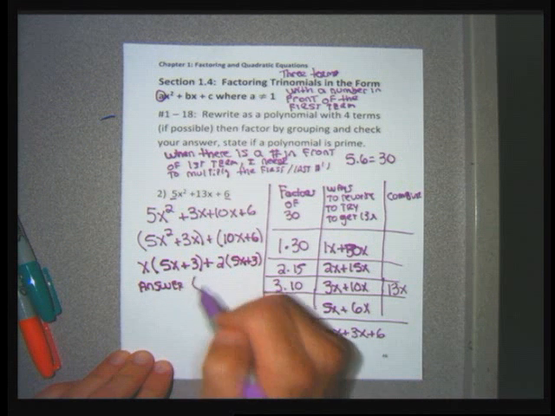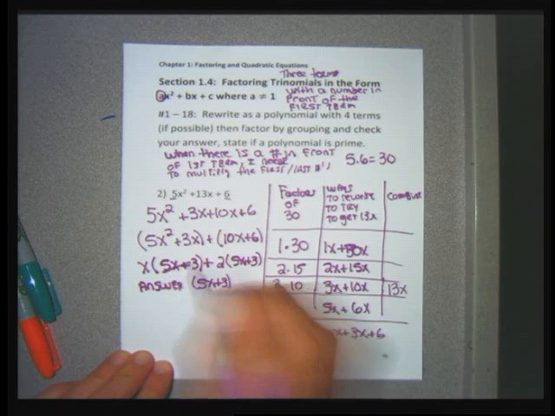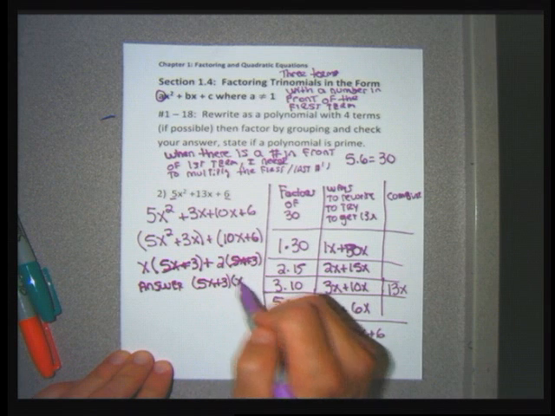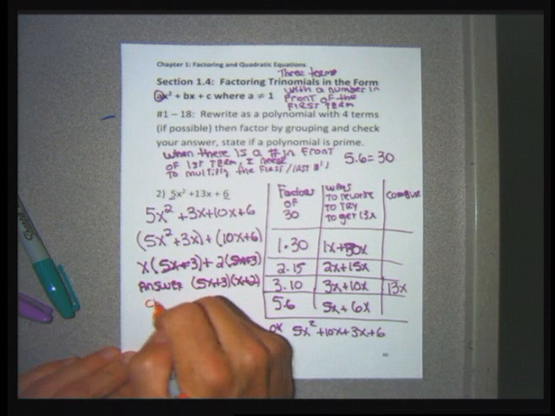I'm just about ready to write my answer. For my answer, I'm going to factor out that common factor of 5x plus 3, and I'm going to leave behind an x plus 2. I can completely check this. I'm done, but checking is never a bad idea.